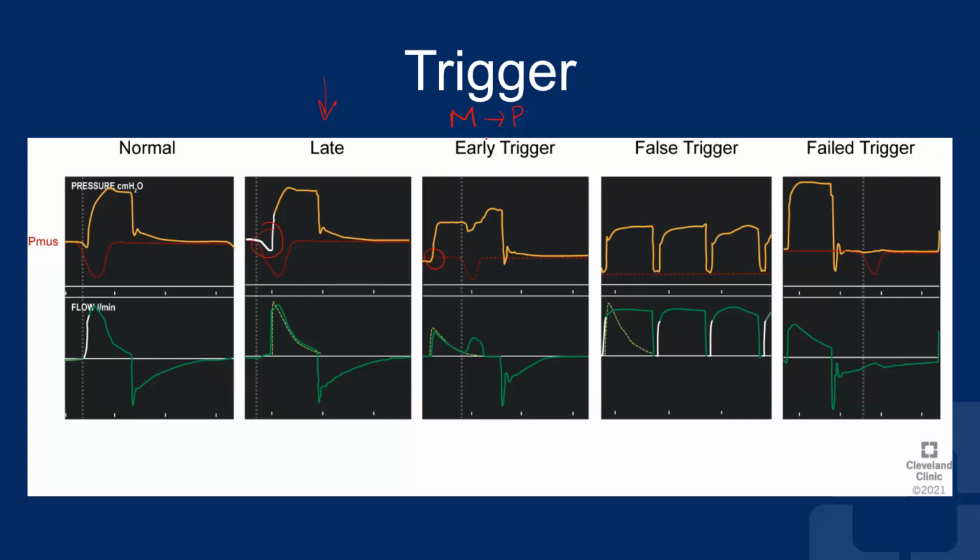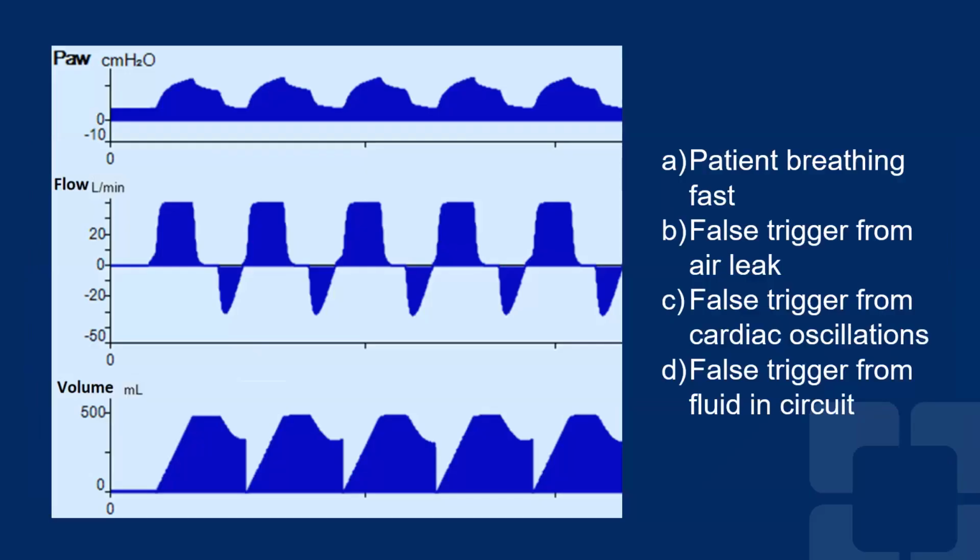So you can see the flow never reaches baseline. It's really high, as high as it gets. It's flow limited, and so this is a false trigger.